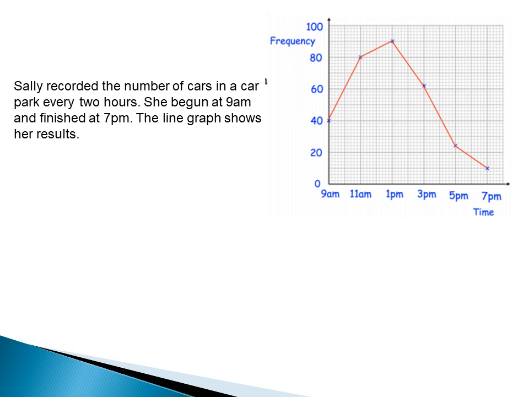At 9 a.m. there were 40 cars. At 11 there were 80. At 1 there were 90. At 3 p.m. there were 60. At 5 there were 24. And at 7 there were 10 cars.